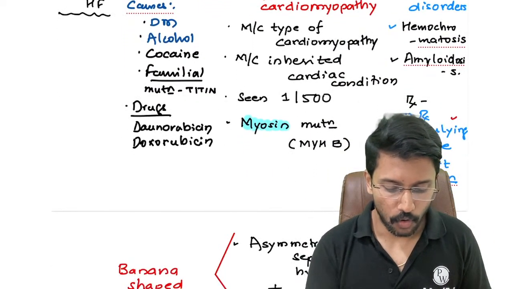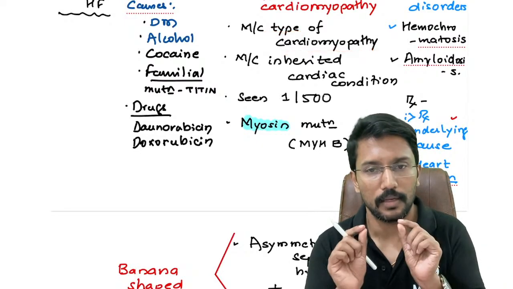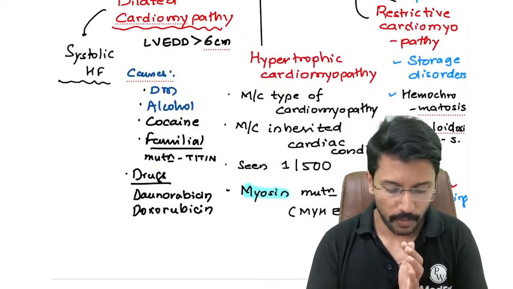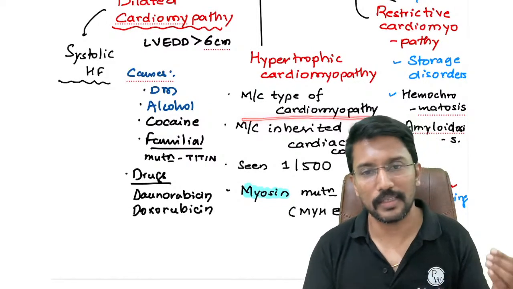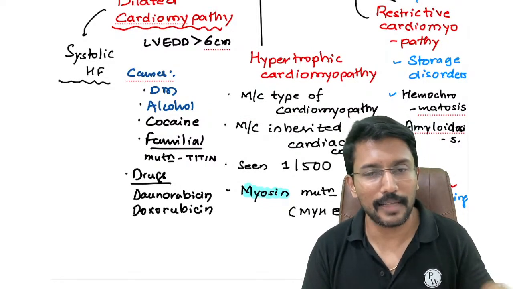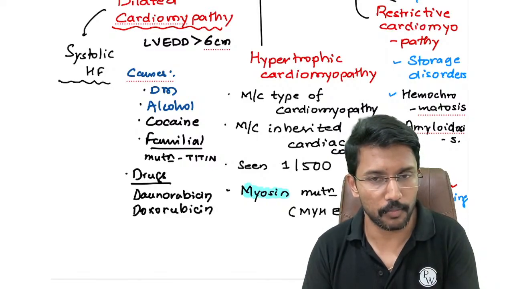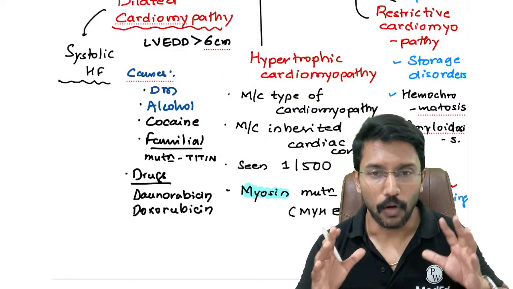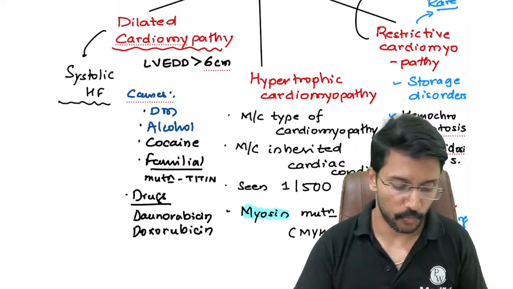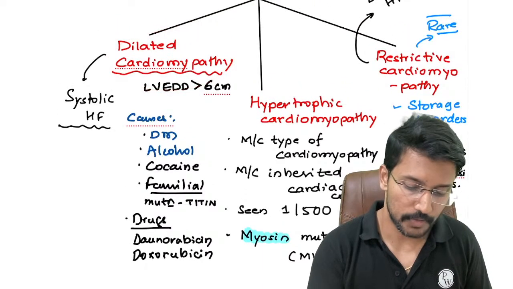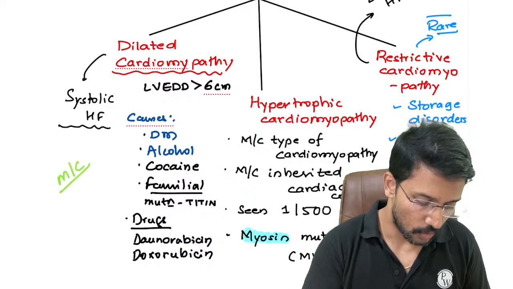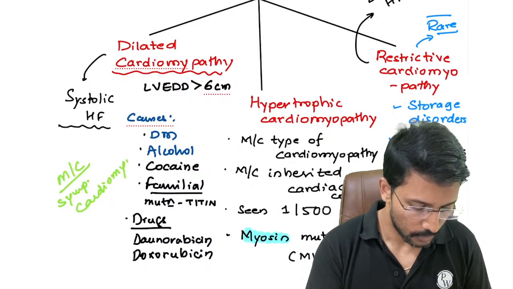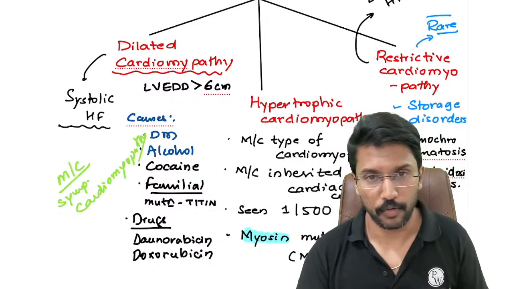It is the most common type of cardiomyopathy. This is a small controversial point. What is that? Though if you screen all the people on the earth, you will come to the conclusion that hypertrophic cardiomyopathy is the most common type of cardiomyopathy. Most of these patients are asymptomatic and not recognized. So among the recognized patients with cardiomyopathy, it is dilated cardiomyopathy which is most common. So this is the most common symptomatic cardiomyopathy.